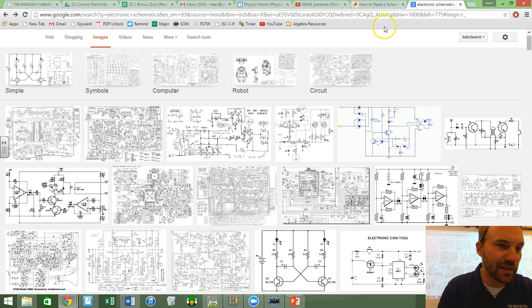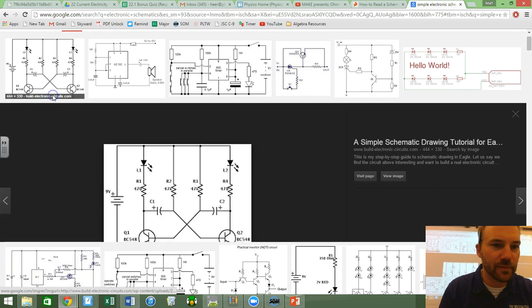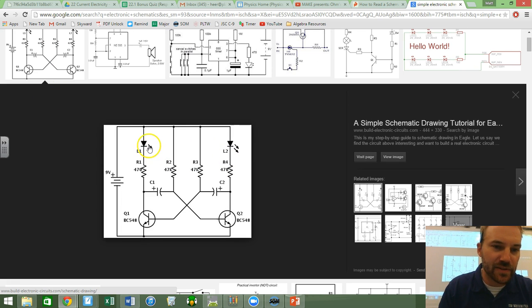If you go online and type in schematics, you can get really simple schematics. You know, like, oh, I know right now that this is a diode. Here's a resistor. Here's a battery. This looks like a transistor. Here's a capacitor labeled C2. Or you can get really complicated ones.